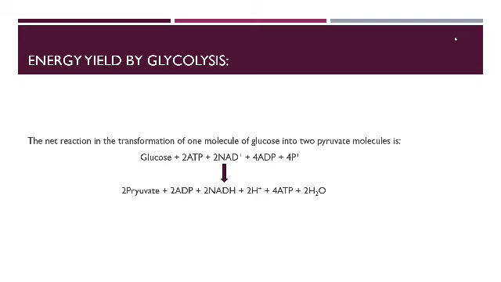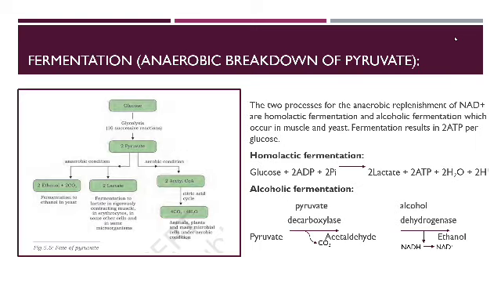Here is the energy yield of glycolysis, the energy produced and the energy it takes during the glycolysis process, the net reaction in the transformation of one molecule of glucose into two pyruvate molecules. Through this reaction we can see how many ATPs and NADH are produced, taking how much ATP, glucose, NAD plus, and that kind of thing. And then there are two ways to break down pyruvate.